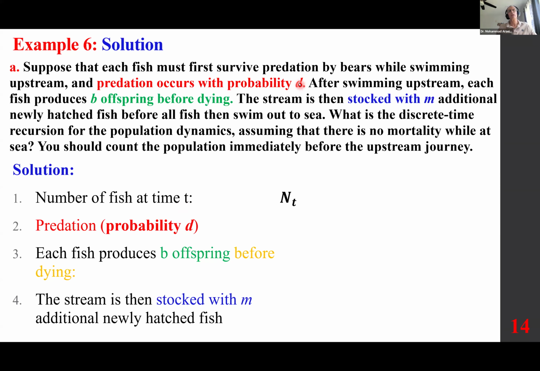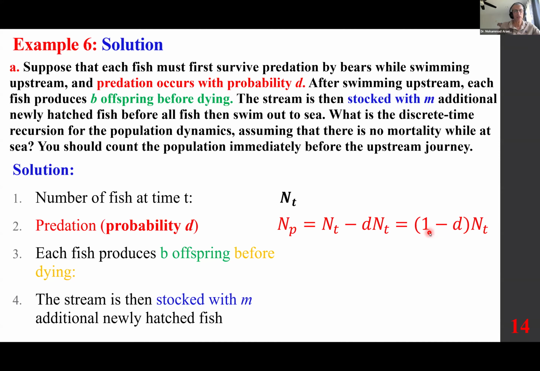For example, if D represents 10%, then 90% remains. So we are going to call this now N sub P, which is N sub T minus D times N sub T, or simply this number times 1 minus D. Again, I want to make sure you see why 1 minus D. That's the complementary event. So if 20% is gone, 80% remains.